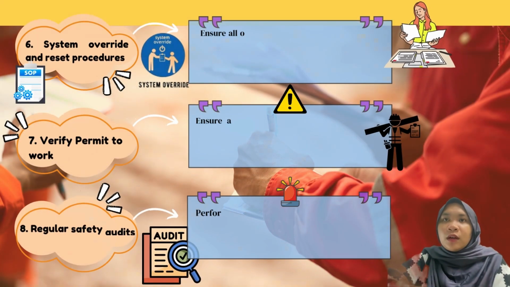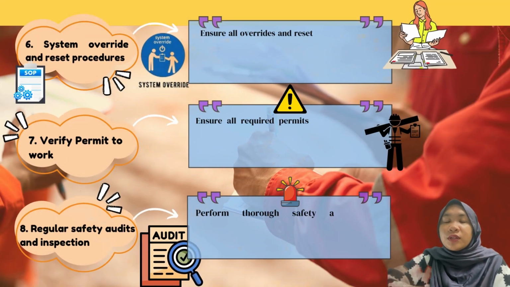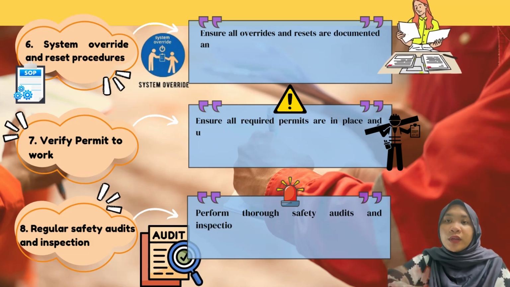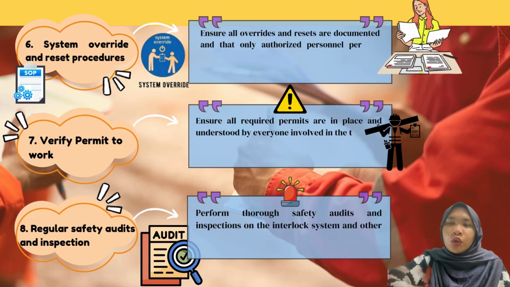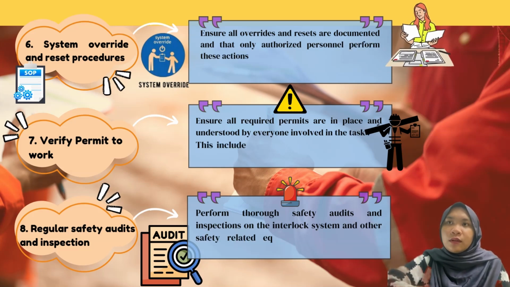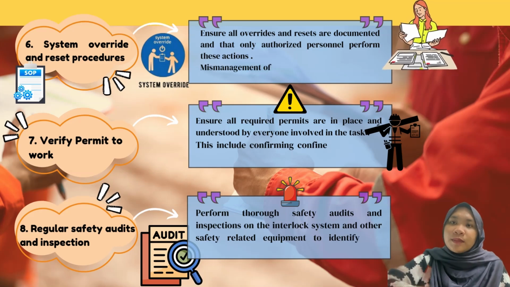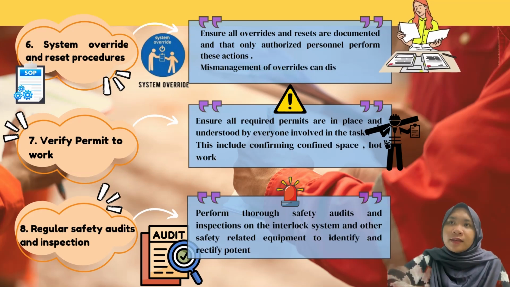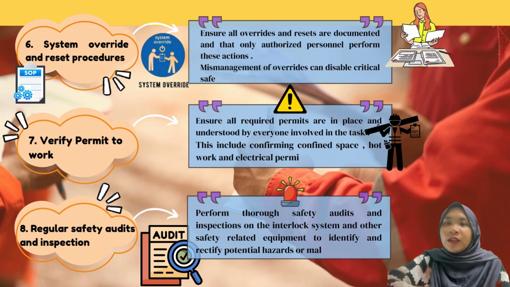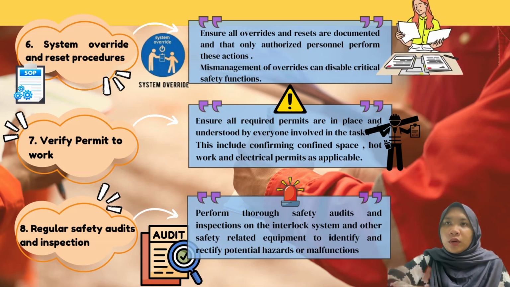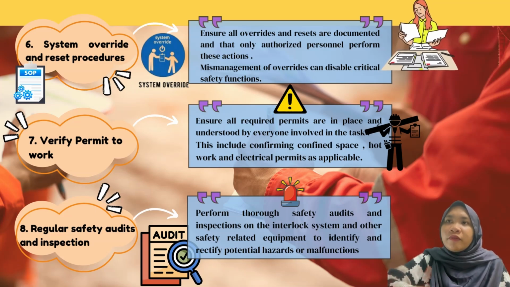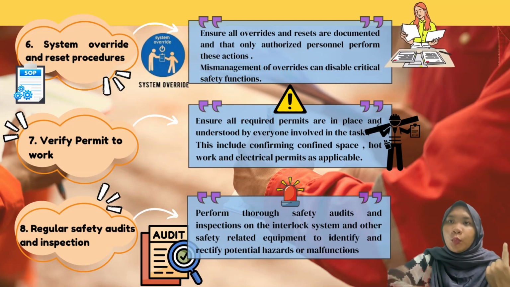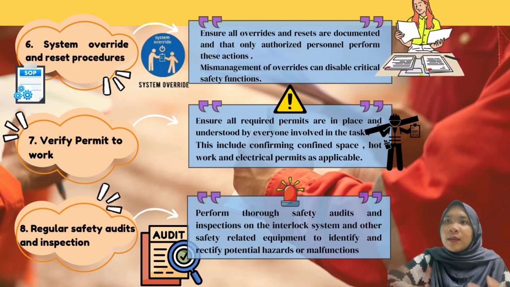Apart from that, a system override and reset procedure is part of safety awareness when conducting interlock systems. Ensure all overrides and resets are documented and that only authorized personnel perform these actions. Mismanagement of overrides can disable critical safety functions. Then, verify permit to work. Ensure all required permits are in place and understood by everyone involved in the task. These include confirming confined space, hot work, and electrical permits as applicable.